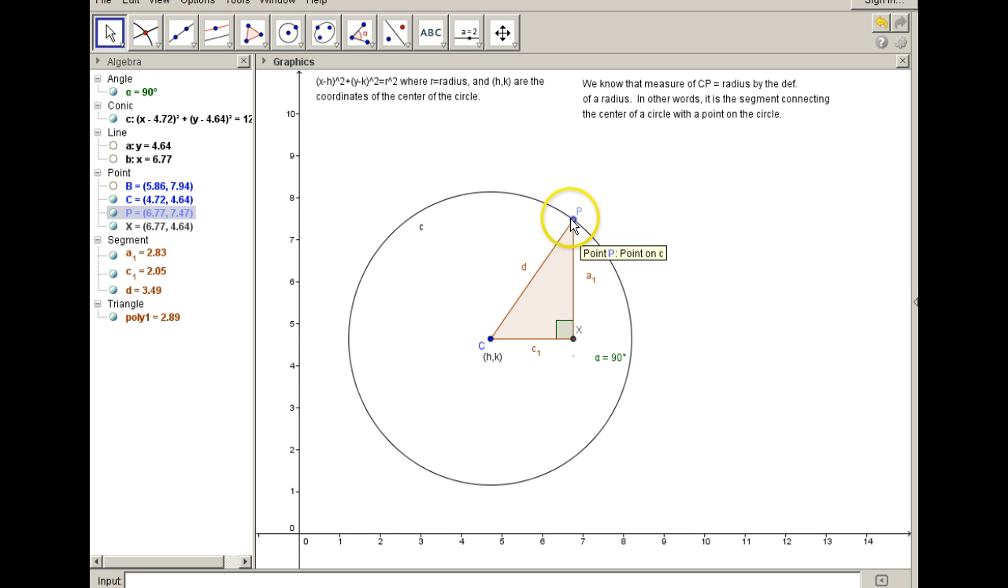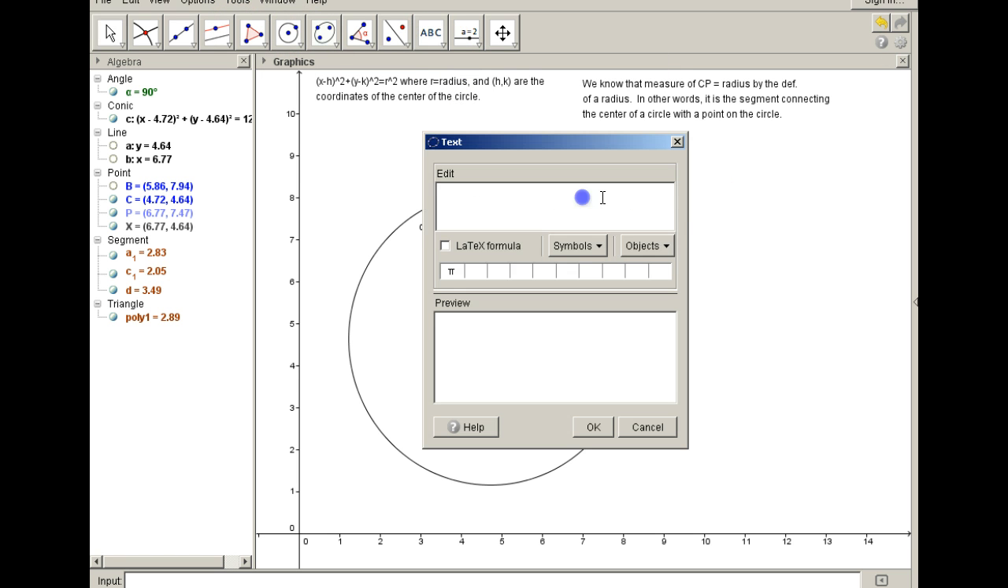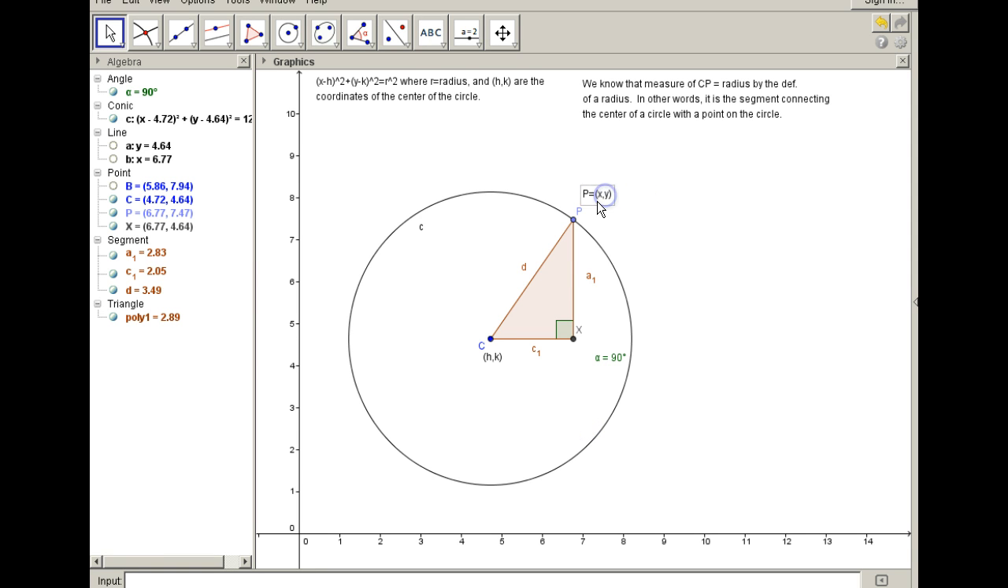But where would P be? Well, P is just going to be some point, could be any point X and Y on this circle, right? So let's give it that value there. So P is at X comma Y. Any point X, Y on the circle, there is P, okay?